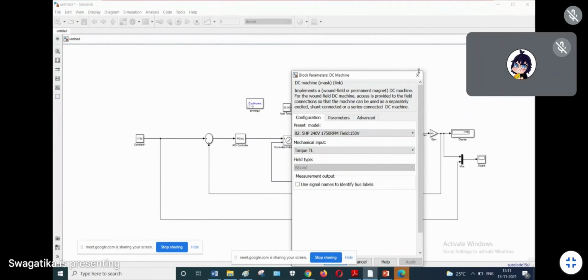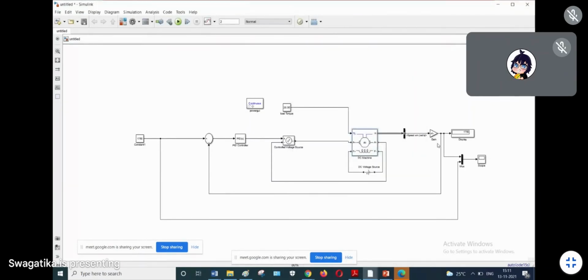Okay. So now I have taken this one in the feedback path. Now for this armature, I am providing the control voltage with this negative one here, and I am providing the PID output here. That will provide a control voltage, hence the speed of this motor will be controlled, right?